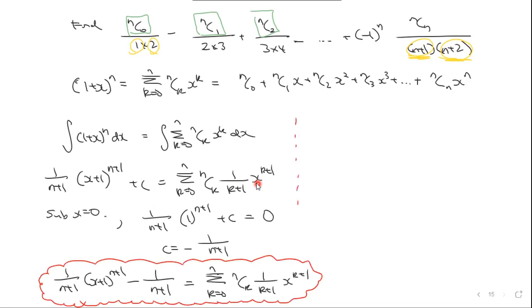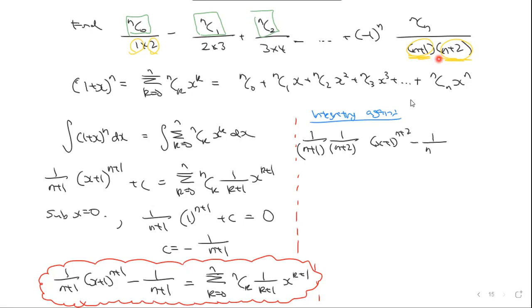Of course, though, we need a second one. This is not there yet, so we need to do it again. So we'll do the same thing again. The left-hand side will now be 1 over n plus 1, 1 over n plus 2, (x plus 1) to the n plus 2, minus 1 over n plus 1, x plus c, that's the left-hand side.